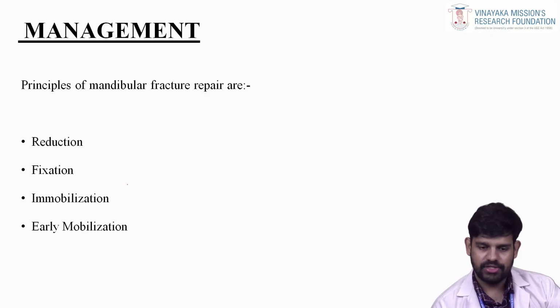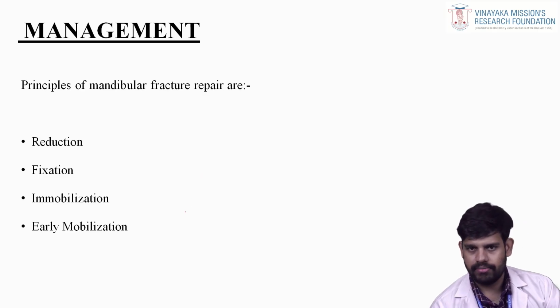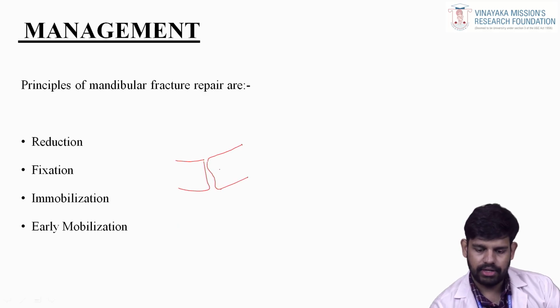And coming to the management of the mandibular fracture, these are the 4 principles which are very common to all fracture management, and are the soul of fracture management. The first and foremost is reduction. We have to reduce the fracture into the anatomical position as much as possible, and we have to fix it. For example, the mandible is fractured like this, and we reduce it. But after reducing, there should be something to hold this, right? So we can go for plate fixation, that is fixation.